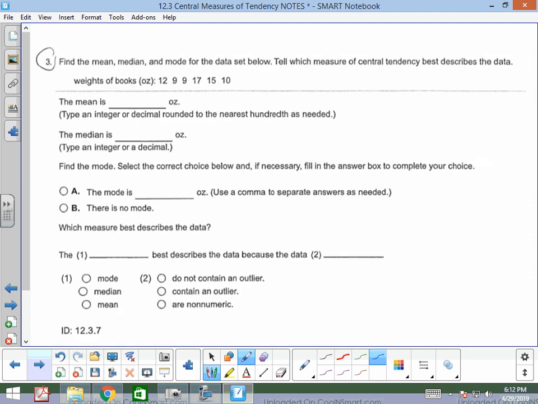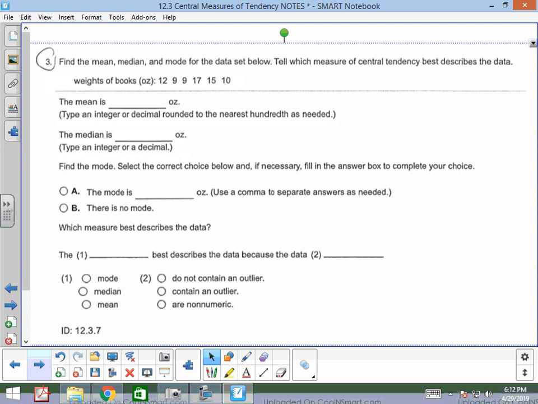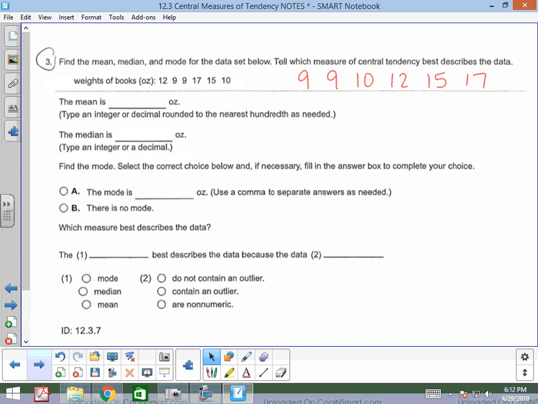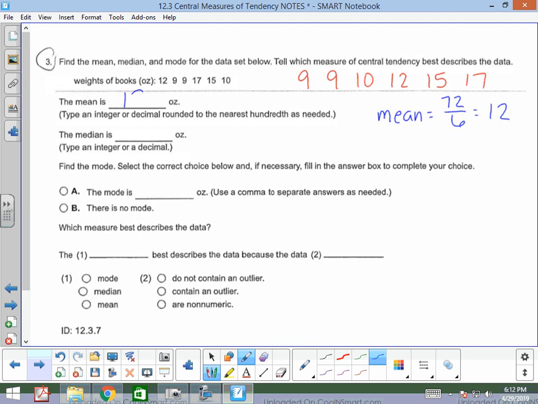All right, number 3, we're finding the mean, median, and mode again. So first, put them in order. The mean is where we add the numbers together, and this time we're dividing by 6 because there's 6 numbers, and the mean is 12.